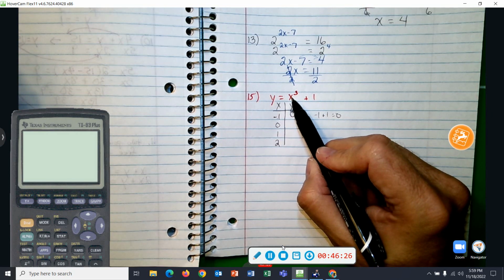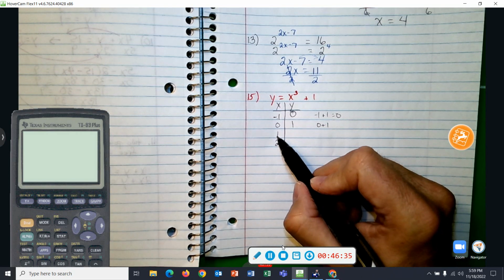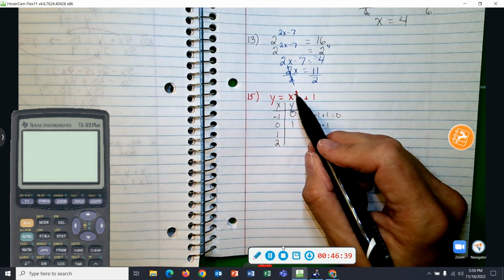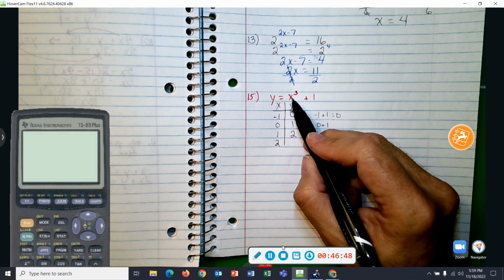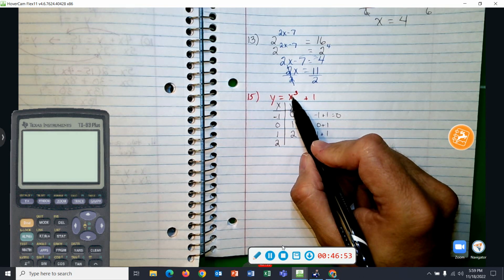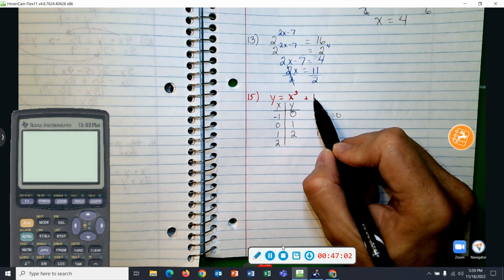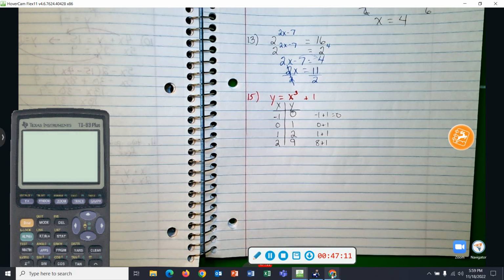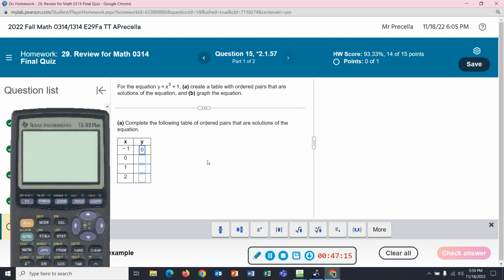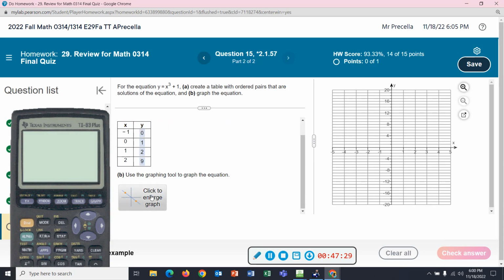Now let's plug a 0 in for x. 0 times 0 times 0 is 0, plus 1 is 1. Now plug a positive 1 in for x. 1 times 1 times 1 is 1, plus 1 is 2. Finally, plug a 2 in for x. 2 times 2 times 2, don't say 6. 2 times 2 is 4, times another 2 is 8, plus 1. Is that going to be a 9? So I'll punch these numbers in: 0, 1, 2, 9, and check my answer. And then we're going to graph this one.